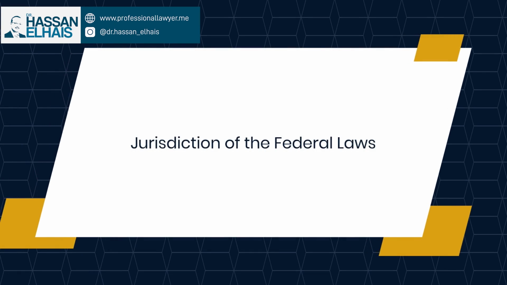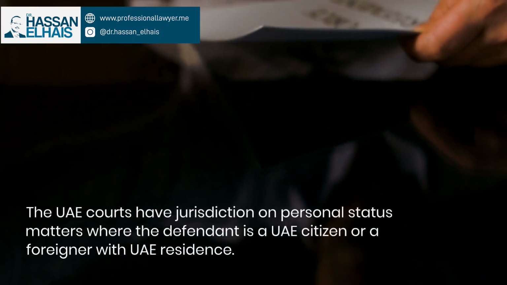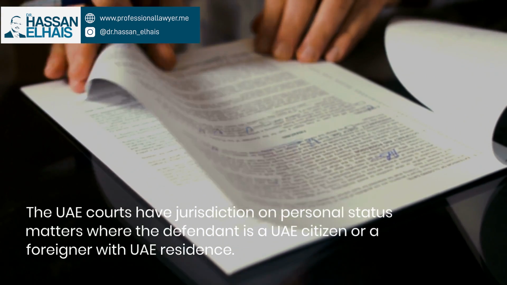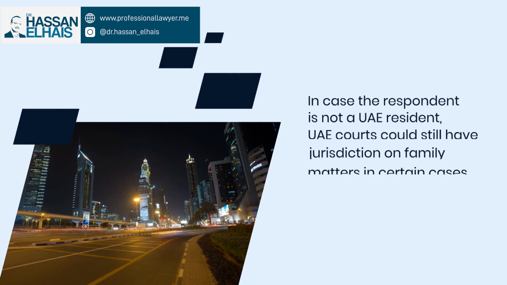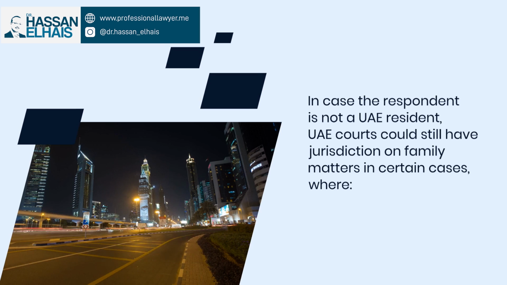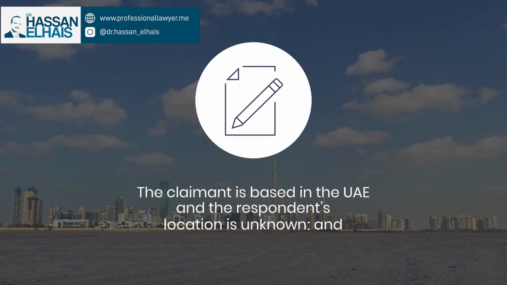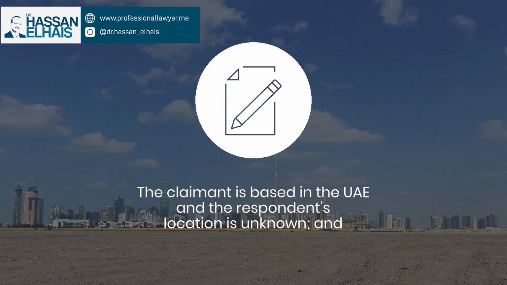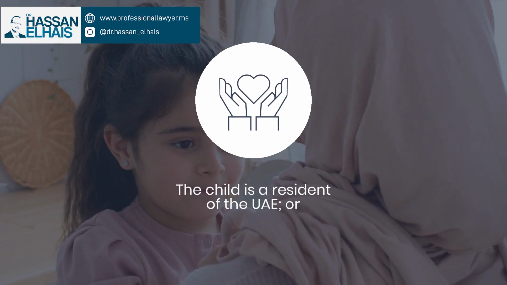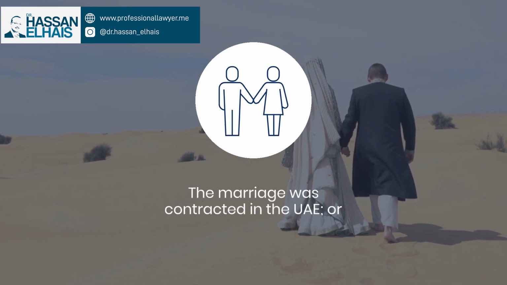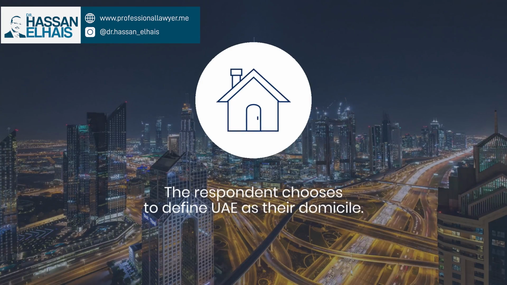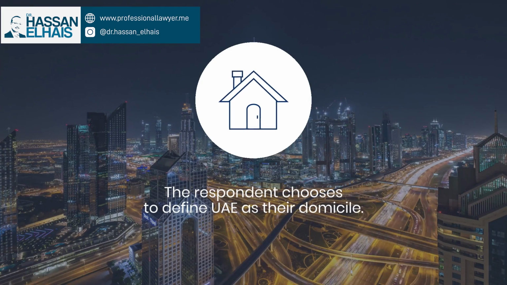Jurisdiction of the federal laws. The UAE courts have jurisdiction on personal status matters where the defendant is a UAE citizen or a foreigner with UAE residence. In case the respondent is not a UAE resident, UAE courts could still have jurisdiction on family matters in certain cases, where: A. The claimant is based in the UAE and the respondent's location is unknown, B. The child is a resident of the UAE, C. The marriage was contracted in the UAE, or D. The respondent chooses to define UAE as their domicile.